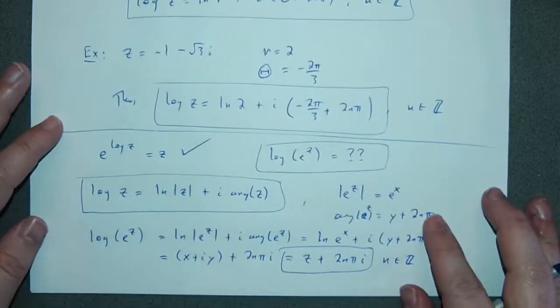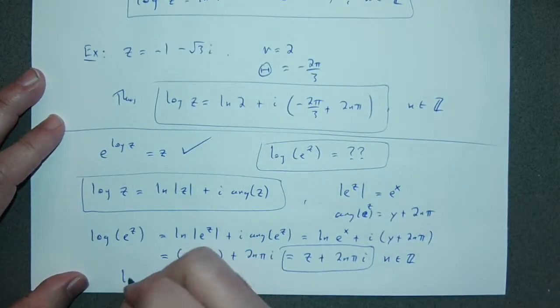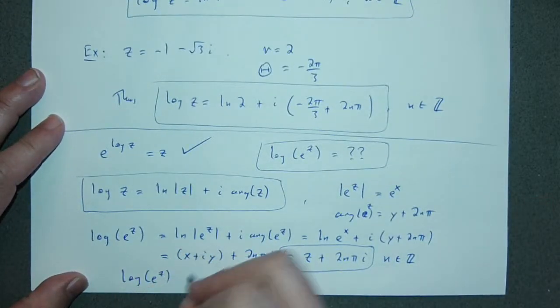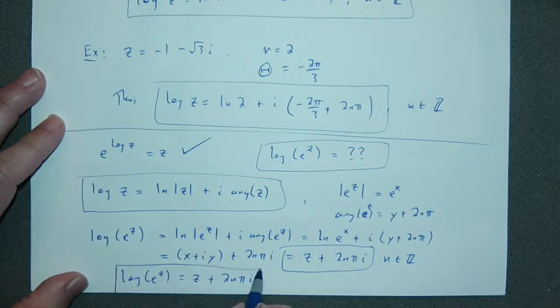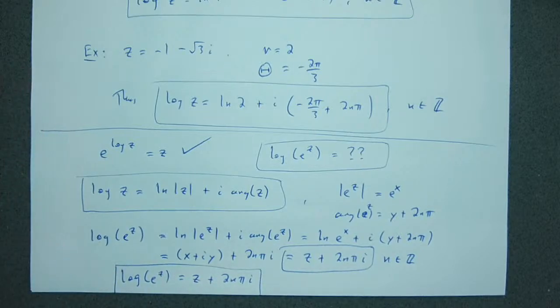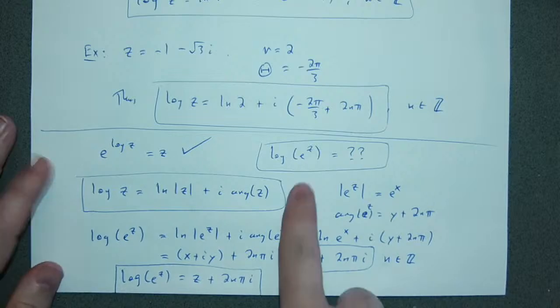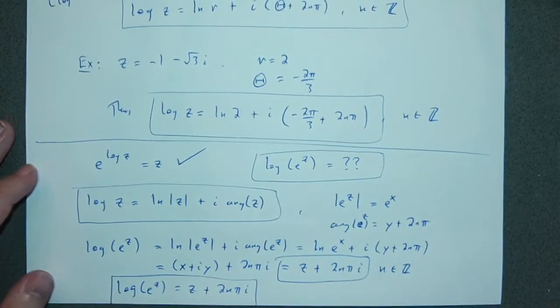And so, log of e to the z is z plus 2n pi I. It's multi-valued, right, in general. And so this is what we get here instead. So we don't have a full inverse in that sense, which of course you should have expected because of this thing being multi-valued by definition.